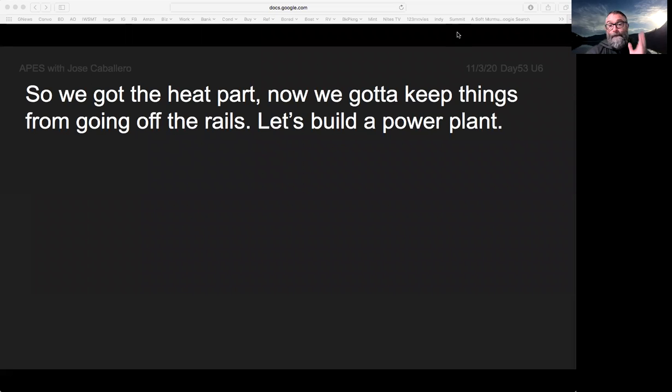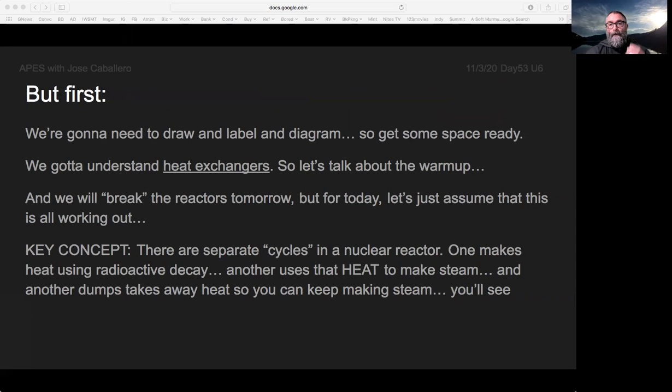Okay, here we go. We're going to make a nuclear reactor. You're going to have to draw some stuff, and you're going to label the diagram. You should get some space ready. You might want a picture of this, but I think the easiest way will still be for you to draw something.